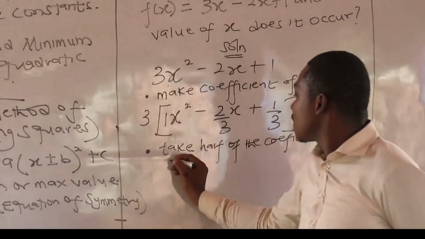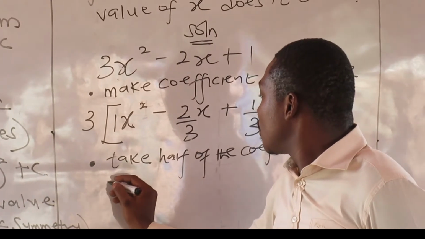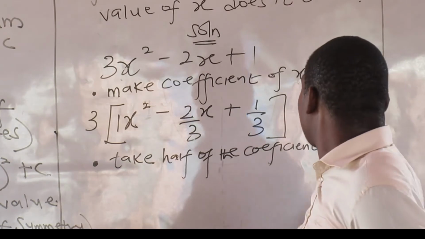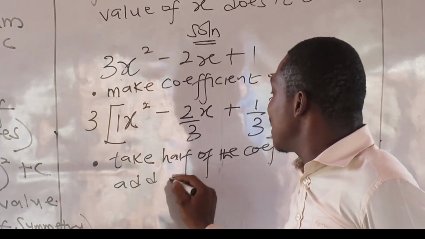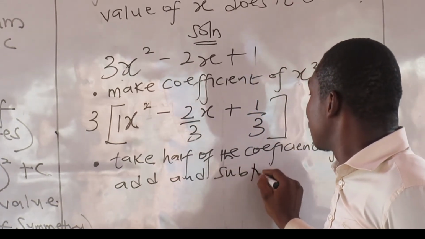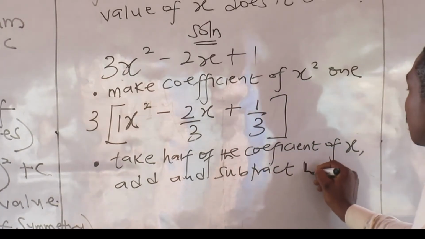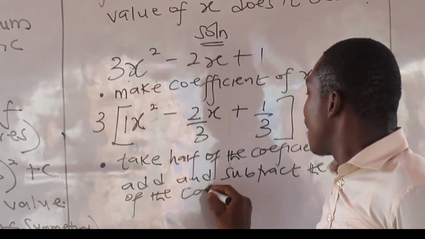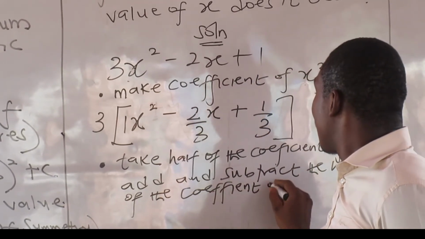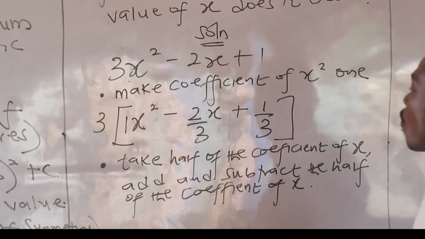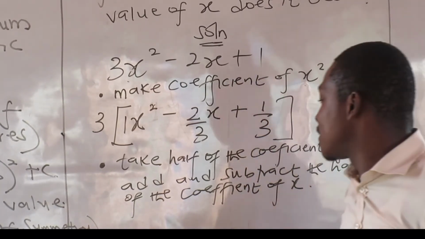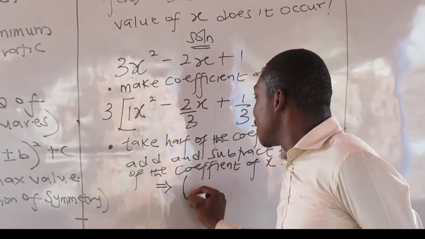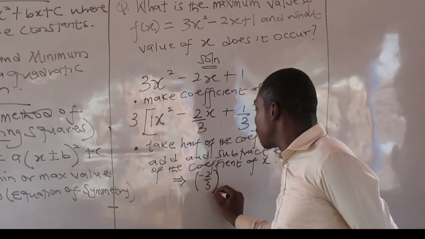So, let me have the coefficient of x, add and subtract the half of the coefficient of x. So what is my coefficient of x? That's the first thing. So this is my coefficient of x. So half of x. So you have minus 2 over 3. That's the coefficient of x.